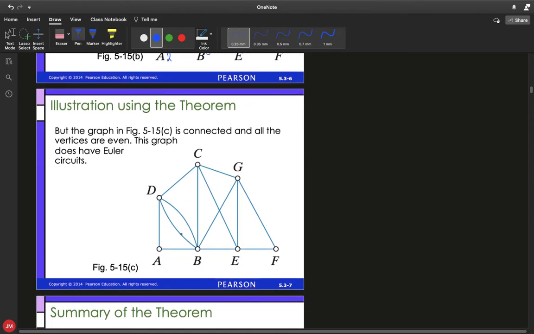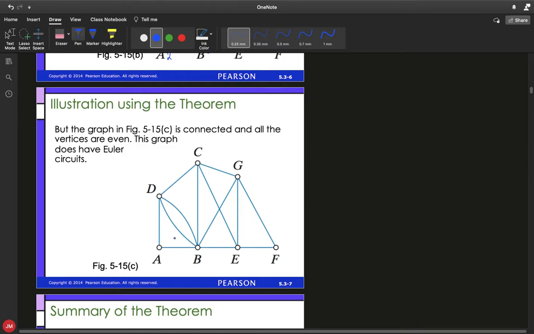Let's go ahead and take a look at one more graph. So we've got one more graph. Let's see if this one will work. Obviously, it's connected. Degree of A is 2. Degree of B is 1, 2, 3, 4, 5, 6. Degree of E is 4. Degree of F is 2. Degree of G is 1, 2, 3, 4. Degree of C is 1, 2, 3, 4. And degree of D is 1, 2, 3, 4. Right away, just by doing that, we can say that this graph does in fact have Euler circuits, and then we could go about finding one.